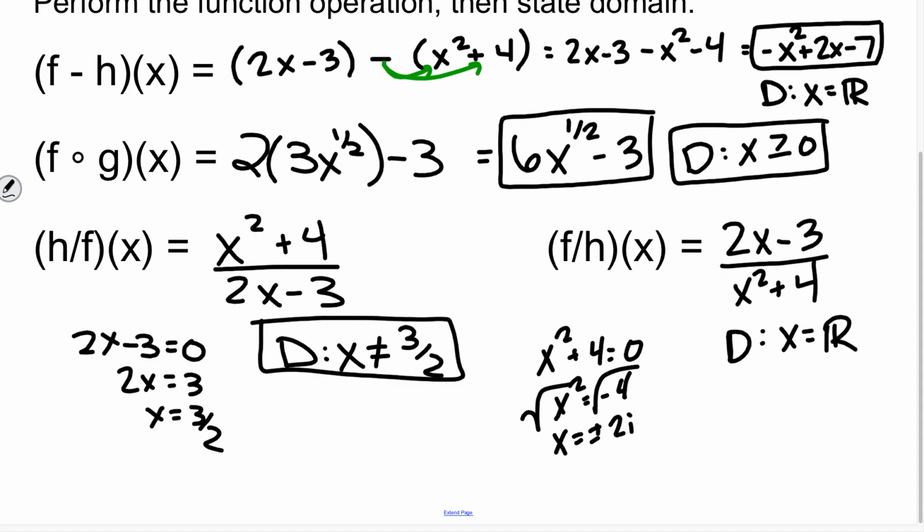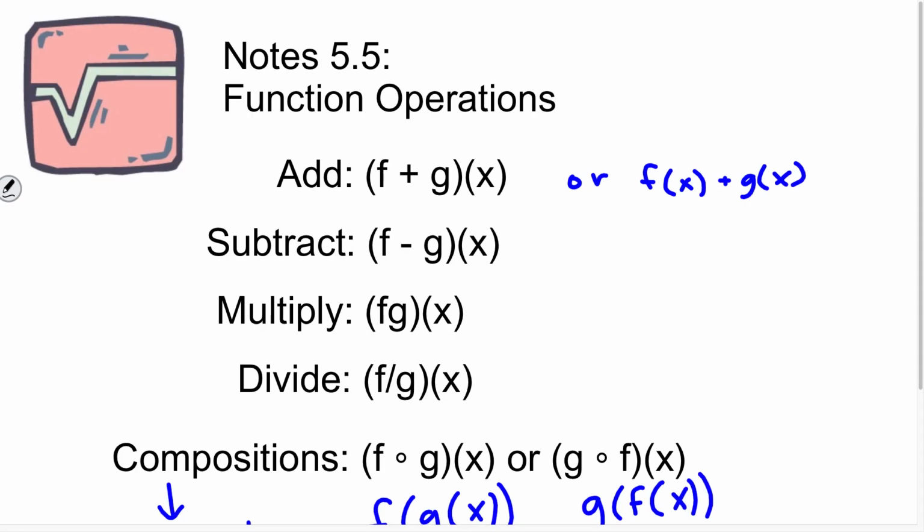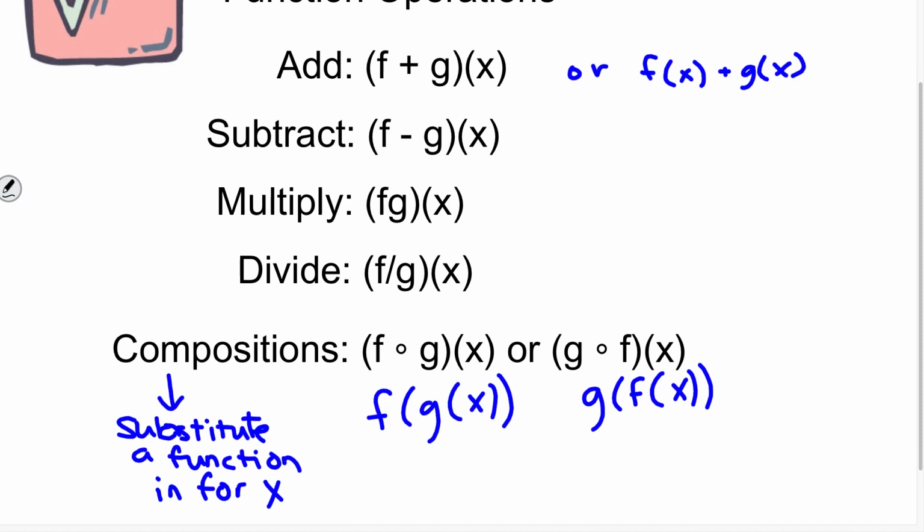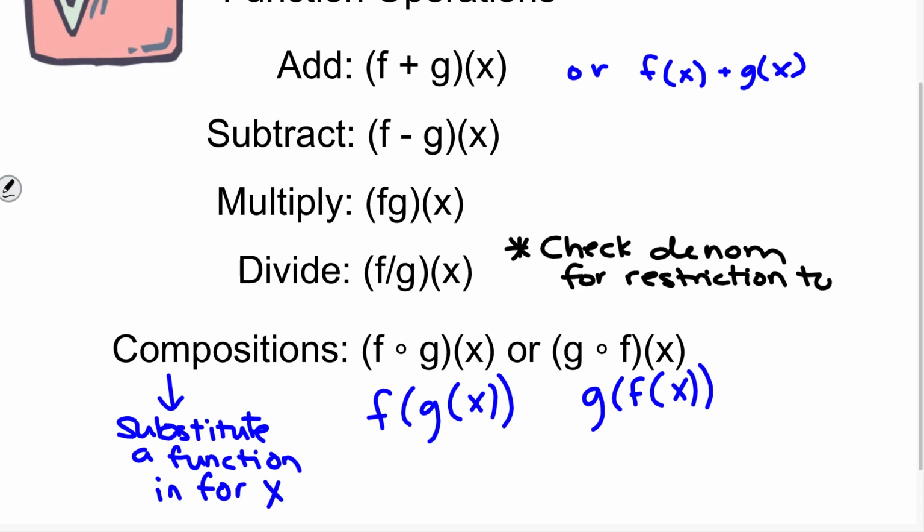So if you see division, maybe you need to write this down up at the top with the rules. If you see division, there may be a restriction to the domain. Check your denominator. So we'll say check denominator for restriction to domain. And you can do like I did, set the denominator equal to 0. See if there's an x that makes that happen. If there is, you need to leave it out.